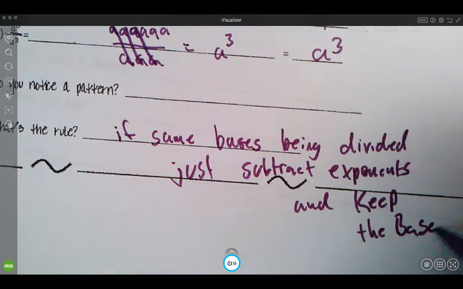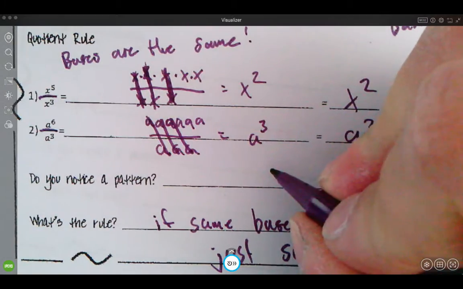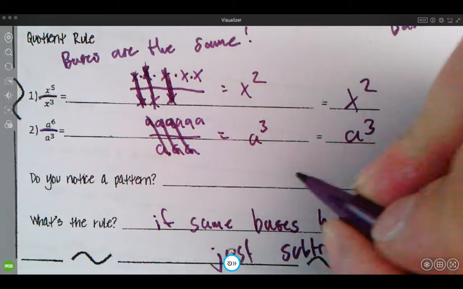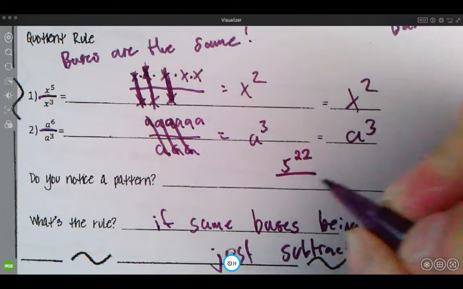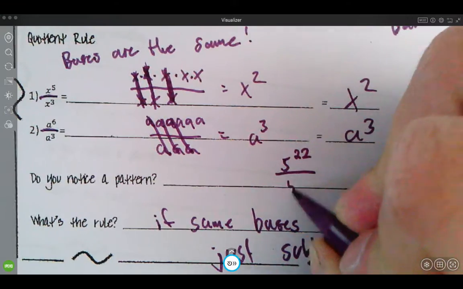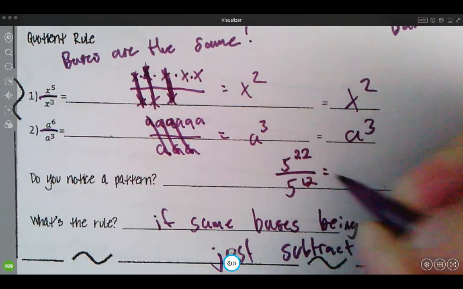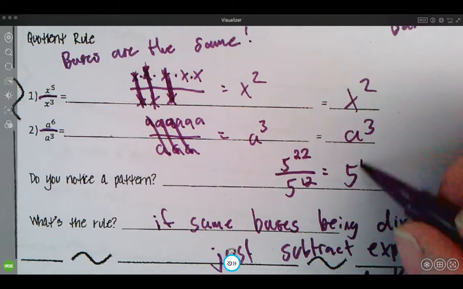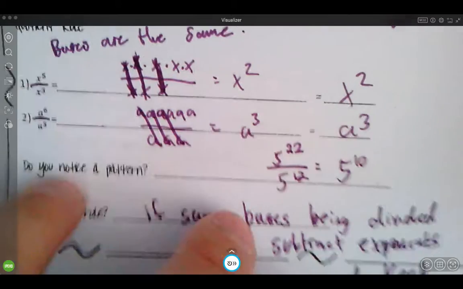All right, so let's do a number example because I didn't do one of those. Tomorrow is the 22nd, so we'll do 5 to the 22nd, which is a ginormous number, over 5 to the 12th. If you keep the 5 and subtract 22 minus 12, this would be 5 to the 10th, which again is a ginormous number. Let's see if we'll go on to the next rule or if we'll just leave it.